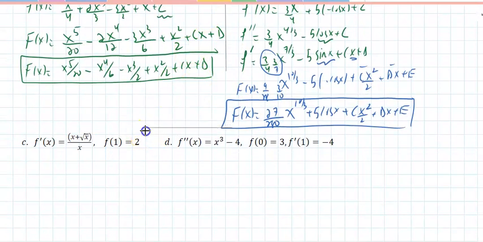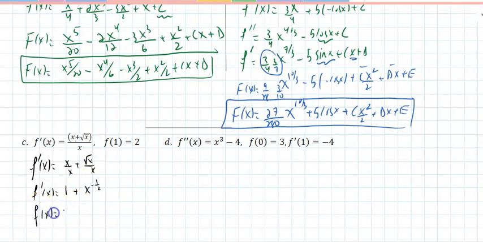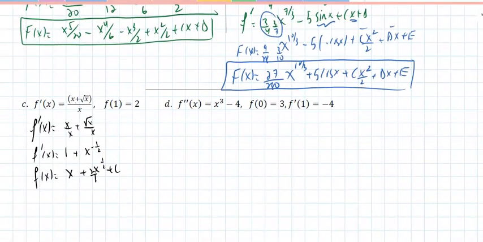So if I go by the first problem, now the first problem needs a bit of manipulation. I'm going to say f prime of x is actually, I'm going to split those, x over x plus radical x over x. So f prime of x is 1 plus x to the negative 1/2. Well, f of x, x plus, add 1 to the power, divide by that. So f of x is x plus twice radical x plus c.